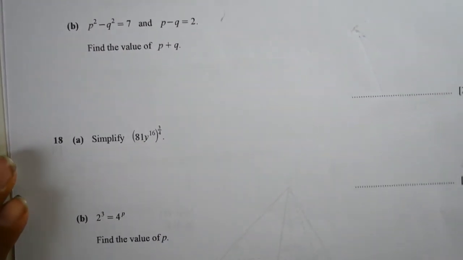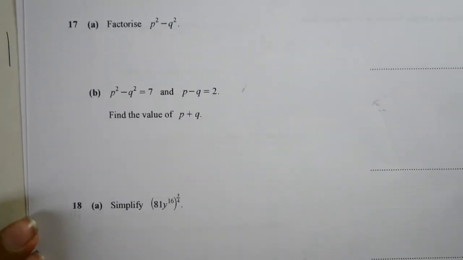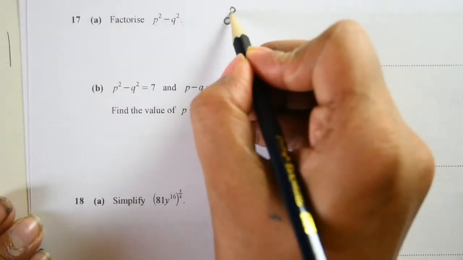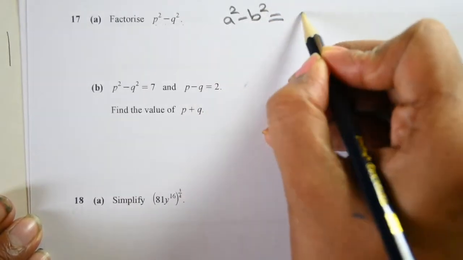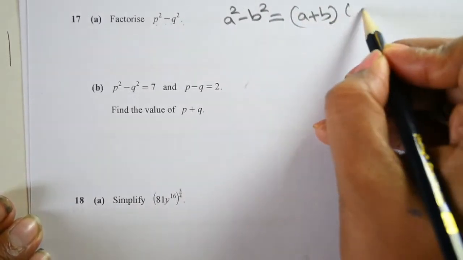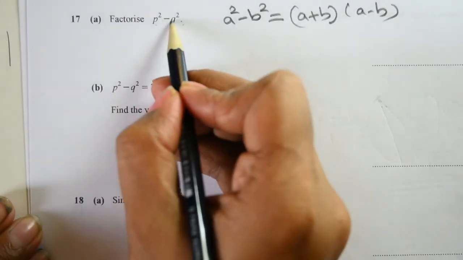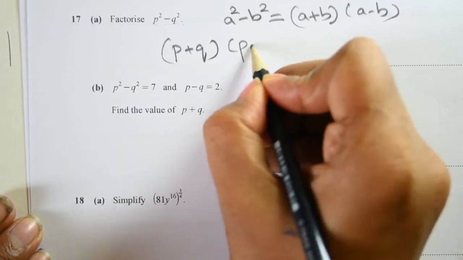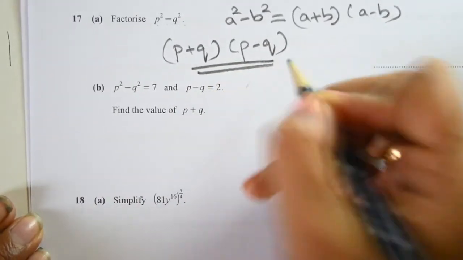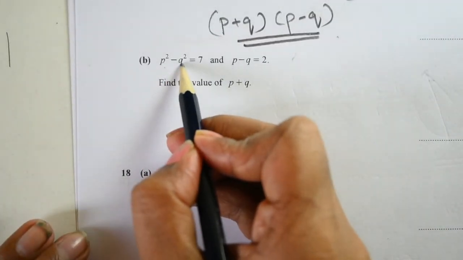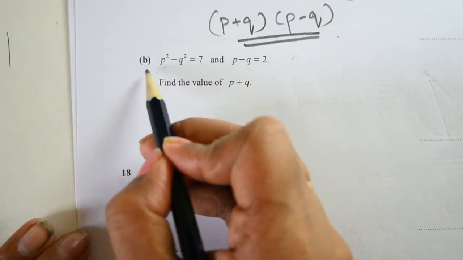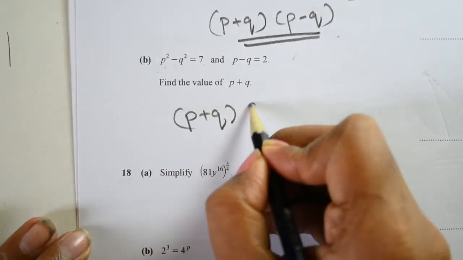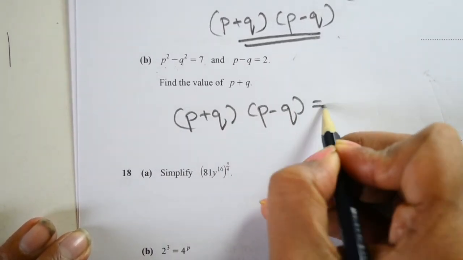Next, factorize. P square minus q square, it's an identity again. A square minus b square is equal to a plus b into a minus b. Here, p square minus q square, have to write it p plus q into p minus q. That is the answer. Next, again, what is a square minus b square? A plus b into a minus b. Same, what is p square minus q square? P plus q into p minus q is equal to 7.